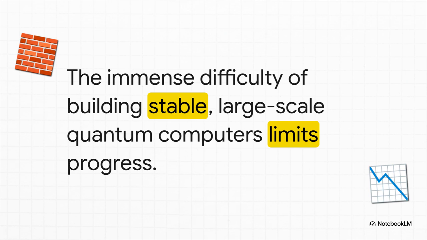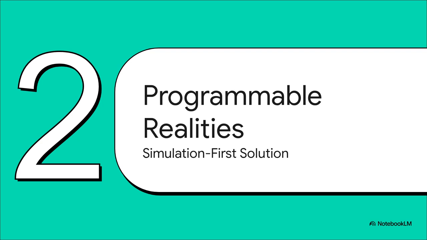But this leads to a really interesting thought, a big what if. What if we're all looking at this problem completely wrong? What if the answer isn't to just keep brute forcing better hardware, but to totally sidestep the problem and redefine what computing even is? And that brings us to section 2. This is where the whole idea flips on its head with what's called a simulation-first solution. It's a complete paradigm shift.